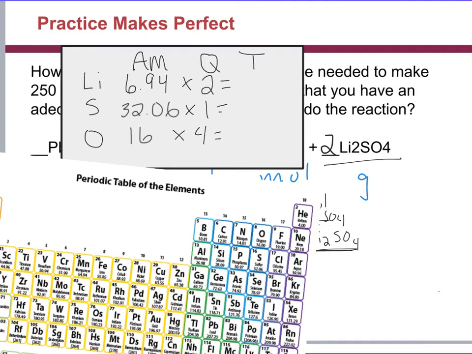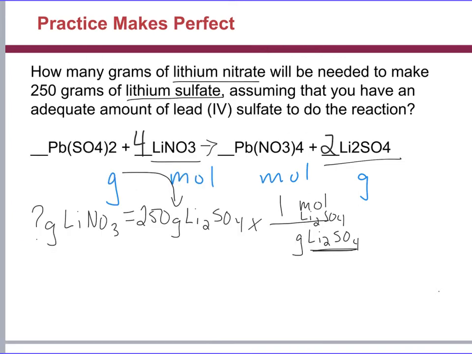Okay, we're gonna have to get out our calculator now to calculate this. Okay, I got 13.88 here. This would be, of course, 32.06. Then we got 16 times 4 gives us 64. And now I got to add those all together. So 64 plus 32.06 plus 13.88 gives me a grand total of 109.94. Okay. 109.94. Fit it in there. Okay, so that's my mole.